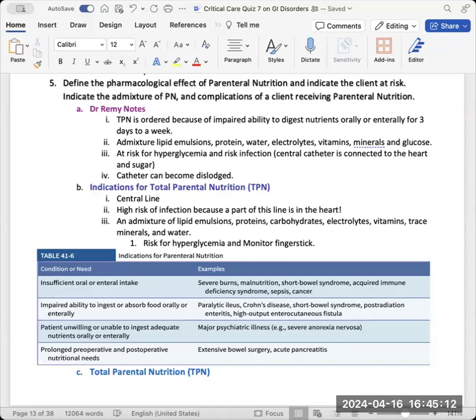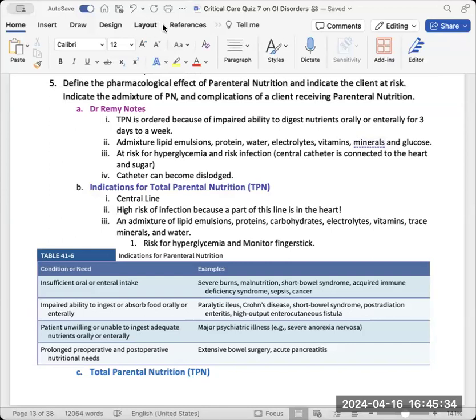Central line. Right? It's a central line. So when we're giving total parenteral nutrition, we're talking about a central line, or a line that's going towards the heart, right? And the admixture, or what it has in it, is lipid emulsions, protein, water, electrolytes, carbohydrates, vitamins, minerals, and even glucose.